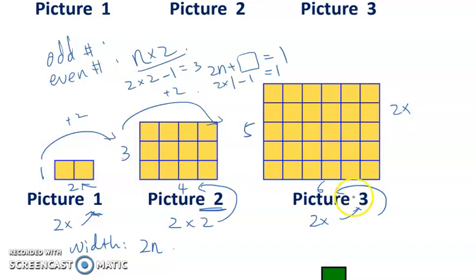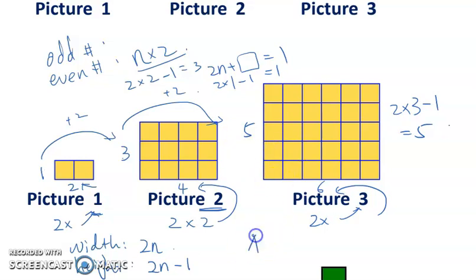2 times the picture number 3 is 6, and in order to get 5, I need to take away 1. So for height, the pattern that I got is 2n take away 1. Now I know the width and the height, I can figure out the area for each picture.